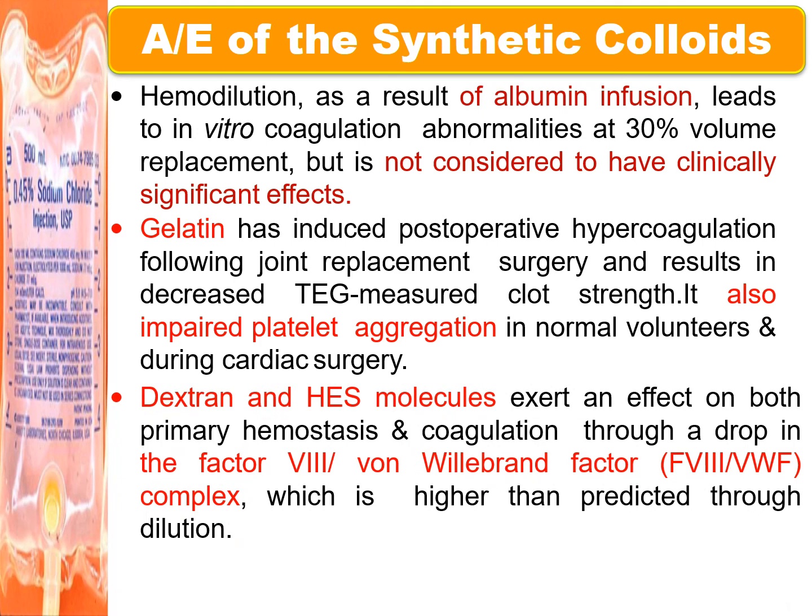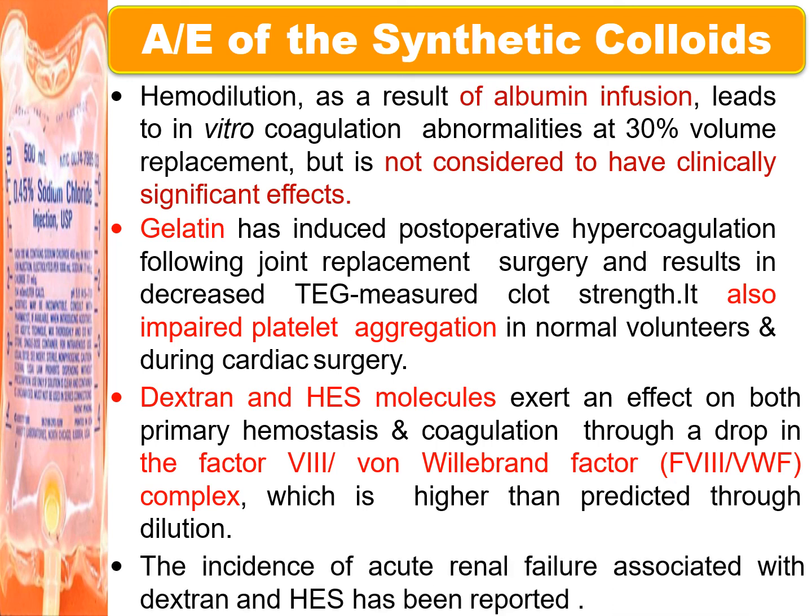The third one, dextran and hydroxyethyl starch molecules, exert an effect on both primary hemostasis and coagulation through a drop in the factor 8 and von Willebrand factor complex, which is higher than predicted through dilution. The incidence of acute renal failure associated with dextran and hydroxyethyl starch has also been reported.